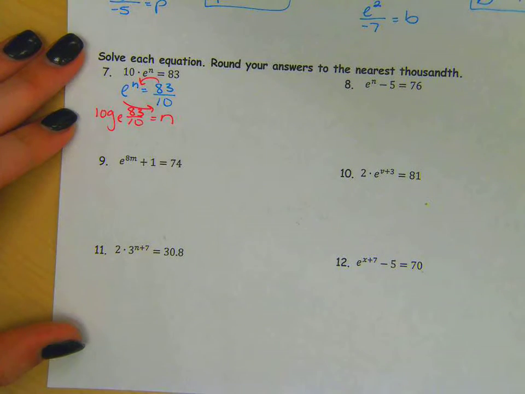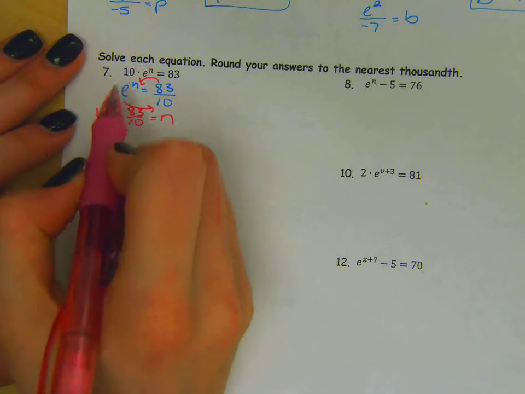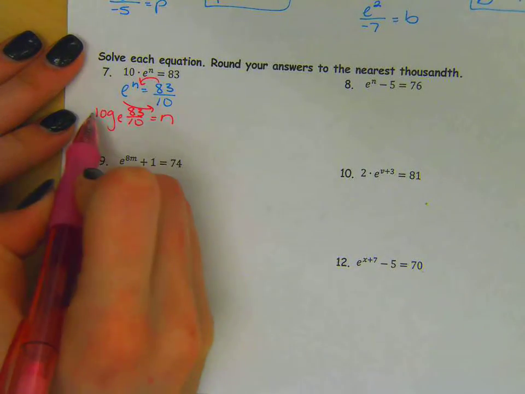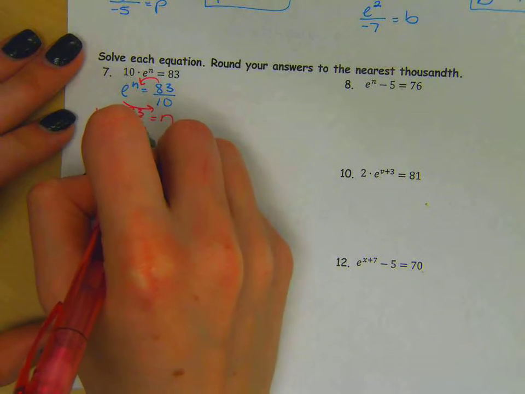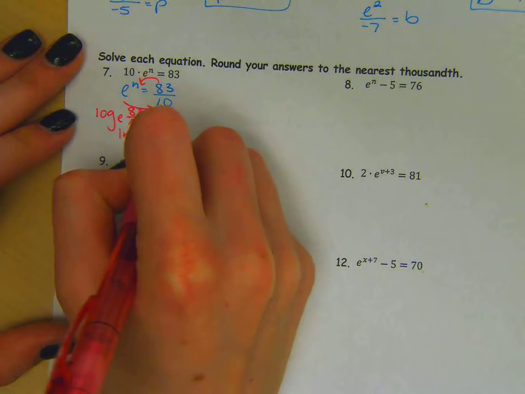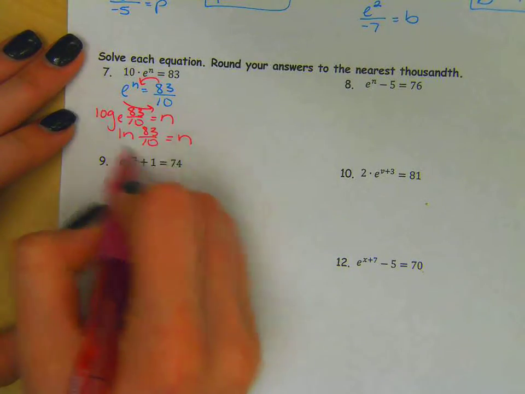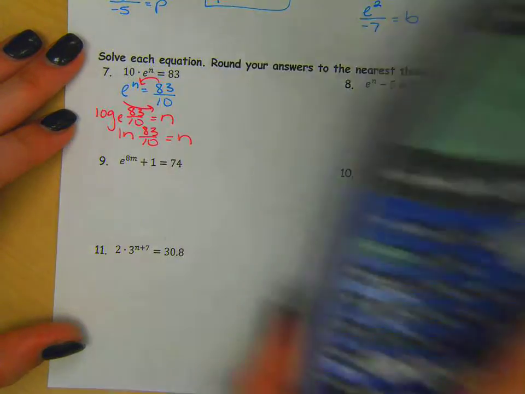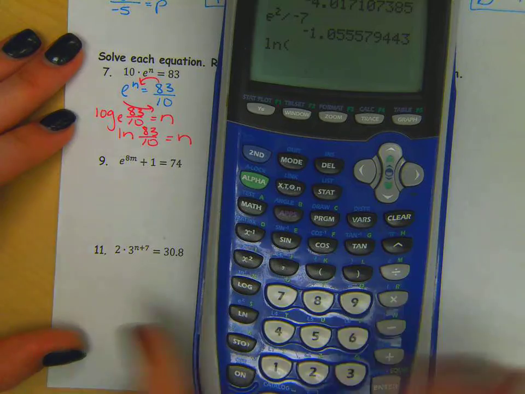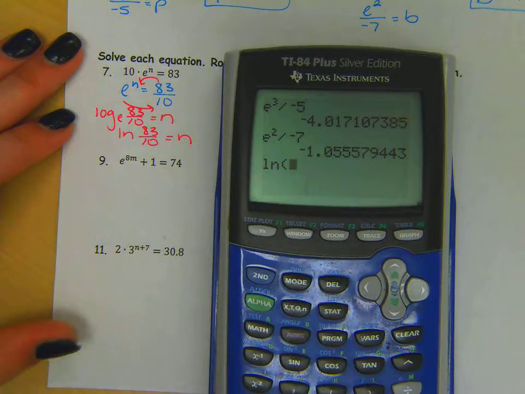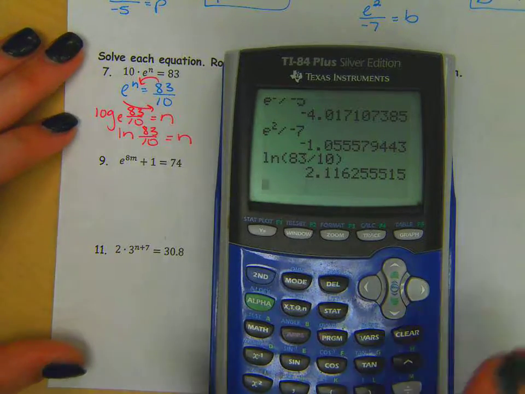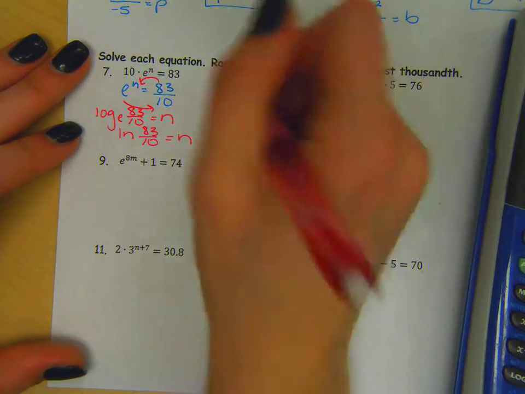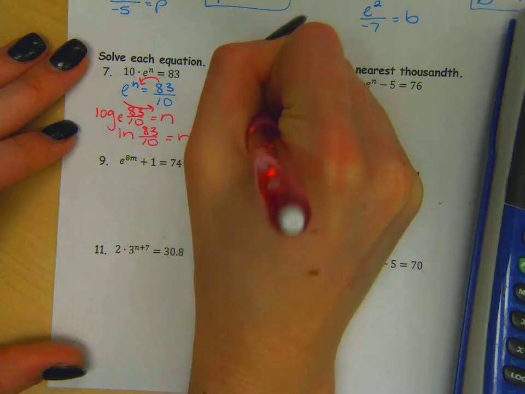Okay, and this is the same as with logarithms, how we did it, just regular logarithms last class. So going from exponential to logarithmic. Well, we know log base e, that's natural log. Natural log of 83 over 10 equals n. So I can plug this entire thing into my calculator using the natural log button. So let's go down here, natural log of 83 over 10, and we get the decimal 2.116. So n equals 2.116.